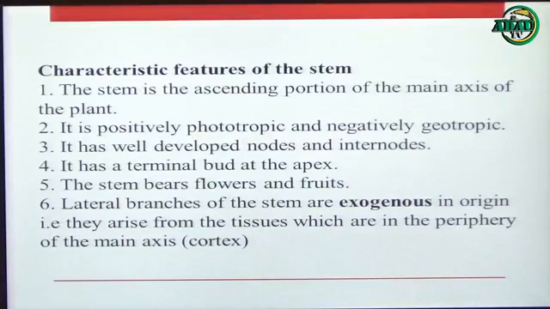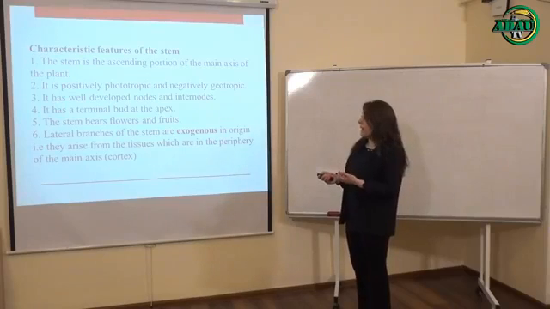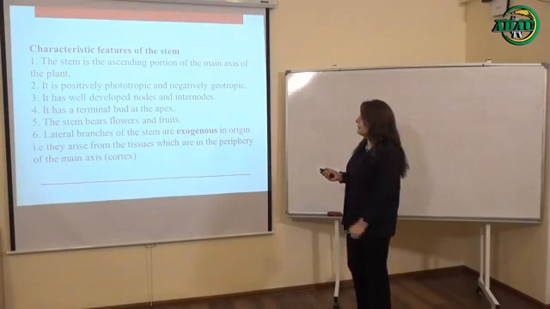And what are the characteristic features of the stem? The stem is the ascending portion of the main axis of the plant, and it's positively phototropic and negatively geotropic. For example, roots are positively geotropic and negatively phototropic, and in contrast, the stem is positively phototropic and negatively geotropic. Stem has well-developed nodes and internodes.